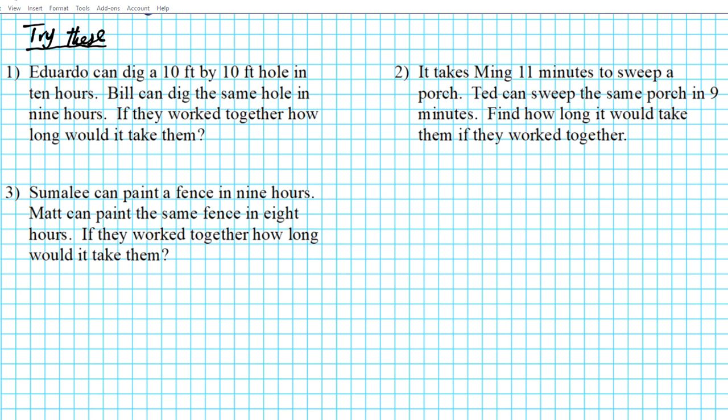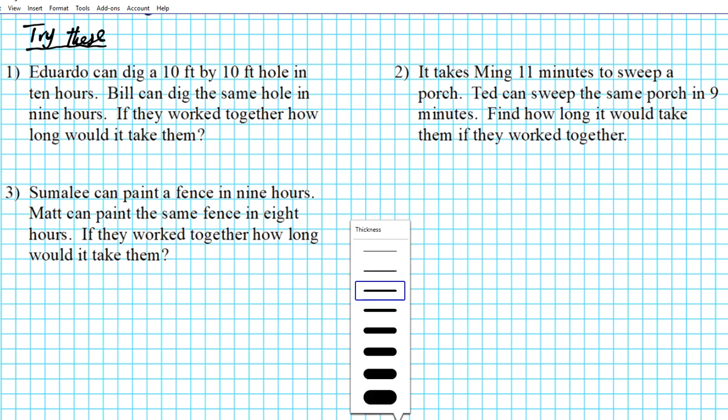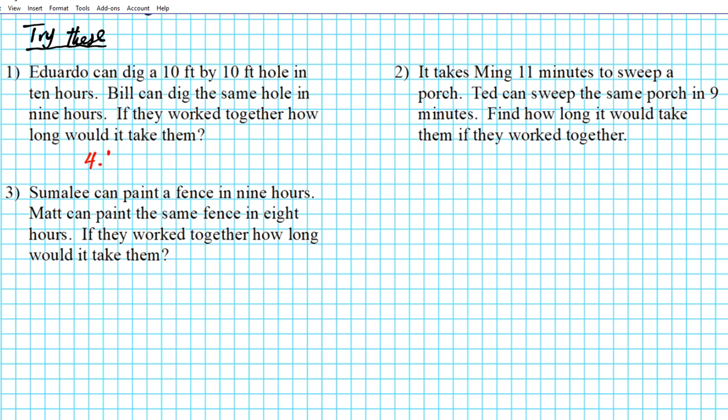Alright, so hopefully you had the chance to work on these problems. Let's go ahead and take a look at what the answers are. For question number 1, working together, it's going to take them 4.74 hours. For question 2, working together is going to take Ming and Ted 4.95 minutes. For question 3, working together is going to take both of them 4.24 hours.